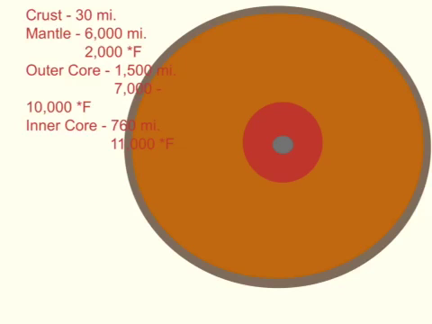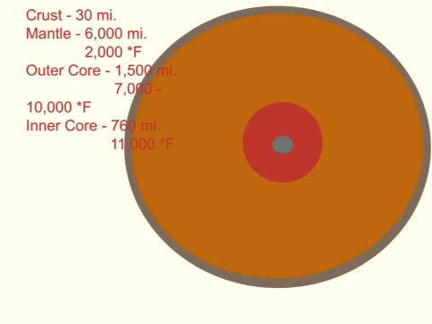There are 4 layers to the Earth: the crust, the mantle, the outer core, and the inner core. The inner core is 760 miles thick and 11,000 degrees Fahrenheit. The outer core is 1,500 miles thick and 7,000 to 10,000 degrees Fahrenheit. The mantle is 6,000 miles thick and is 2,000 degrees Fahrenheit, and the crust is 30 miles thick.